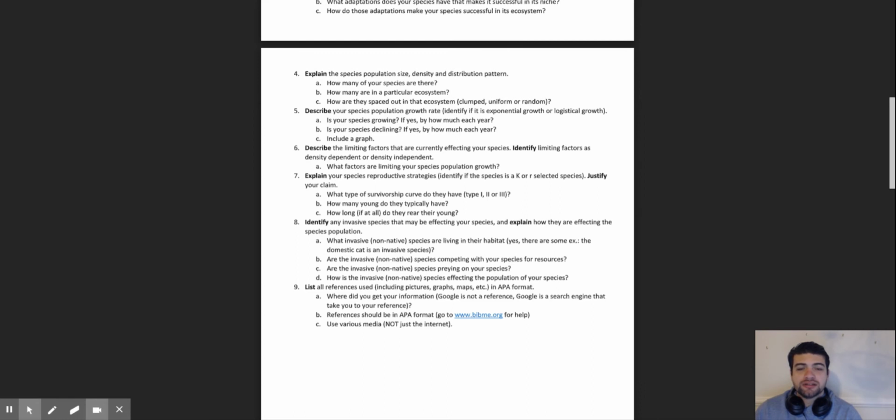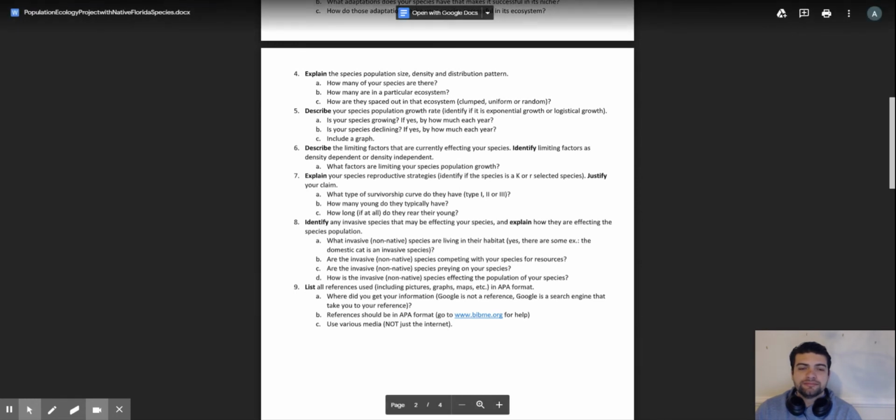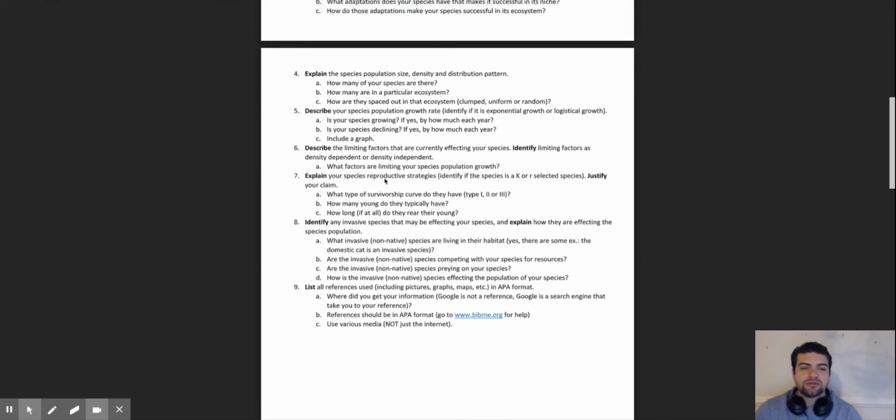Reproductive strategies: identify if the species is K or R selected species. Again, you could look that up. K or R species means whether or not it takes care a lot of its young, or it has multiple offspring, and those young just die, like ants versus elephants or ants versus us kind of thing.